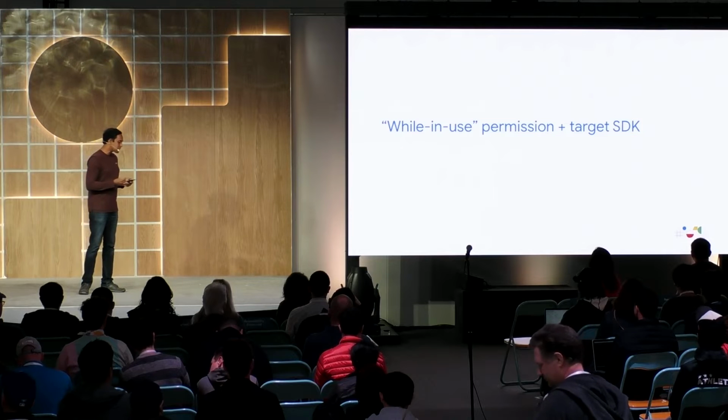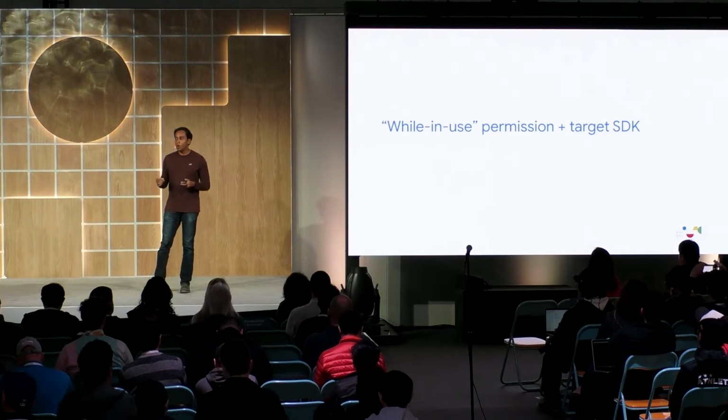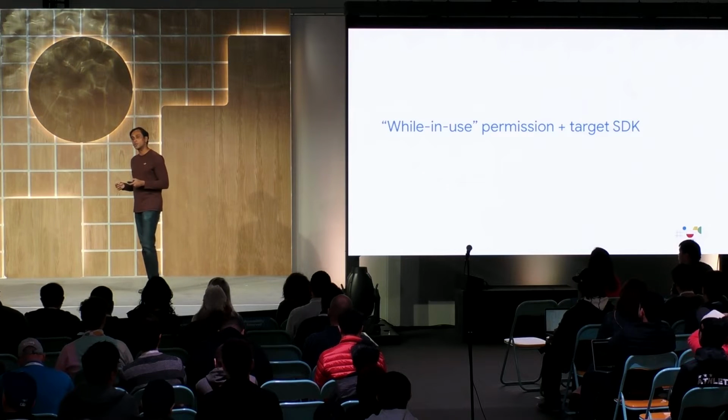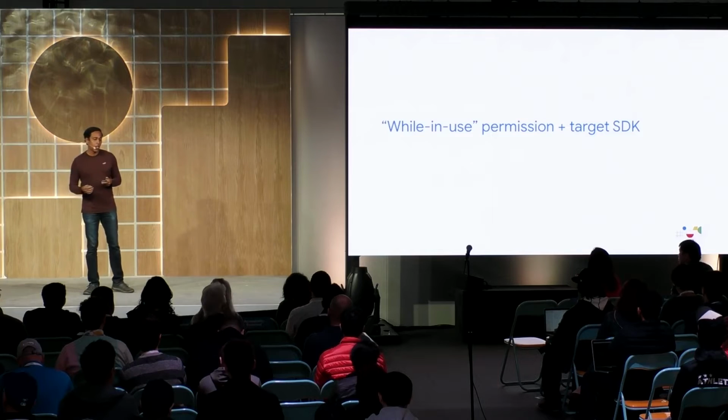A key aspect to think about with this new permission is what is the impact of this new location permission based on the SDK version targeted by your app. Users will be able to set while-in-use permission for apps requesting location permission in Android Q. Users could go to settings and change the permission of your app from all the time to while-in-use. What does that mean for your app?